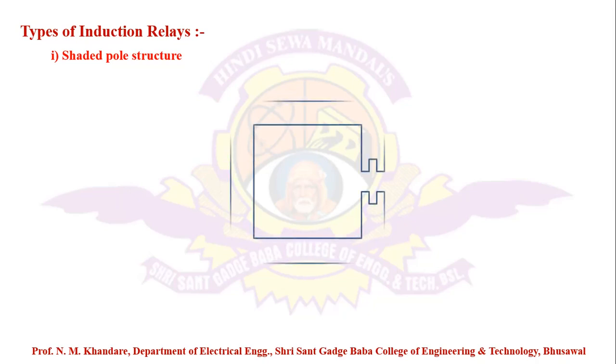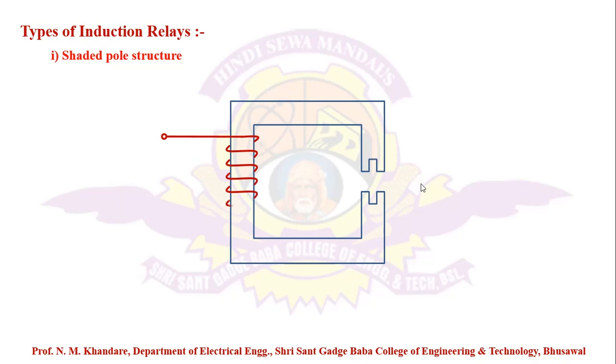In the case of the shaded pole structure, the poles at the air gap are slotted and one winding is placed on the core at one limb of it, like this. As we know, the magnetizing effect of electric current is that whenever current is passed through any coil, it sets up its own magnetic field around that conductor throughout the length of it. So the same principle occurs here.